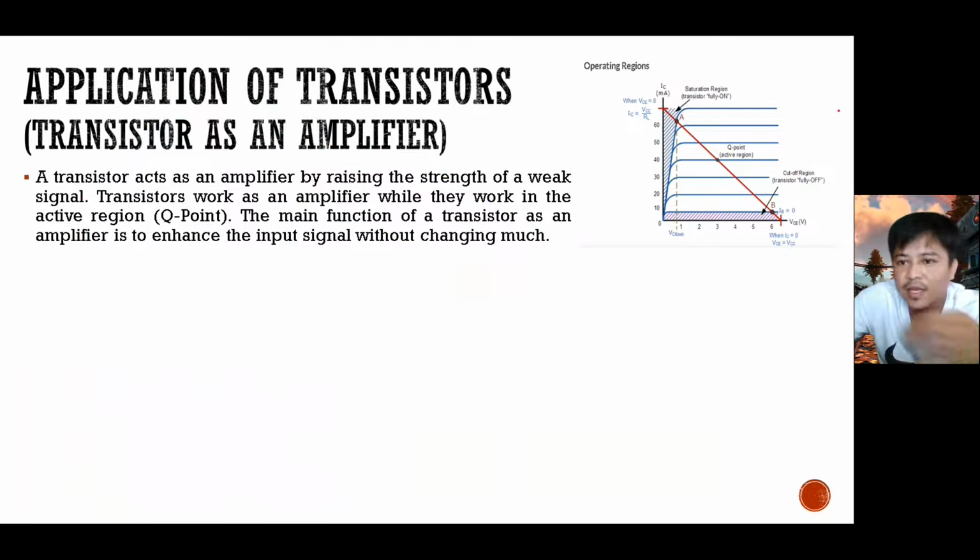Erase. Okay. So basically, yun yung function ng ating transistor as an amplifier. Dito naman tayo nagpo-focus dito sa area na to, yung wala siyang shaded part.